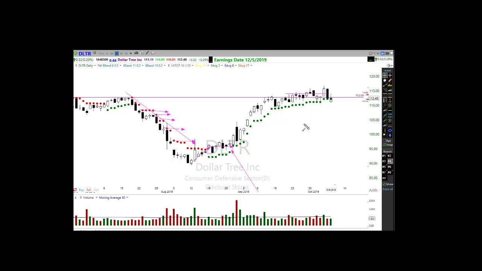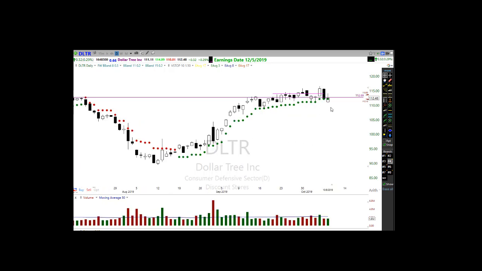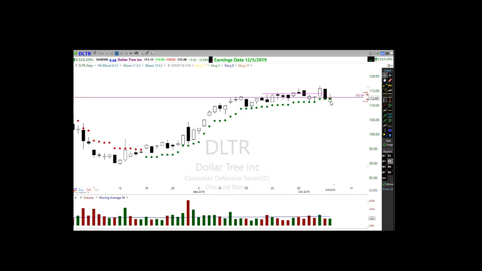Here we are underneath a major price resistance point in this chart. And notice we're getting some volatility in this stock, back and forth, back and forth, as it's challenging this support level right here. Can we hold it with the volatility that's in the market? But notice the volatility stop so far has remained green.